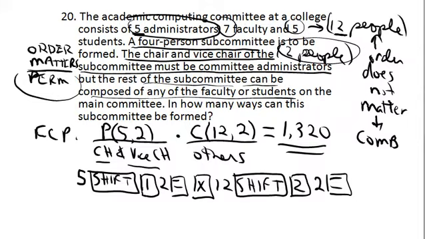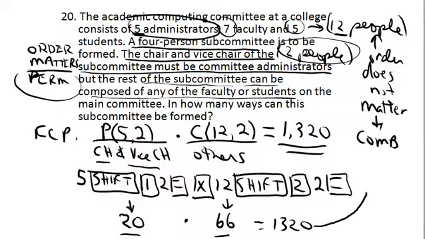Now, as before, you could do those two calculations separately. If you want to do that permutation calculation separately, you could, and if you did it that way, you'd get 20, and then you could do the combination calculation separately. And if you did, you would end up with 66, and 20 times 66 is 1,320, which of course is the same answer.